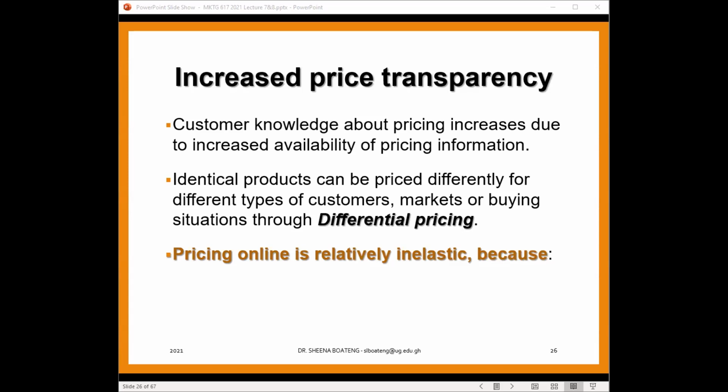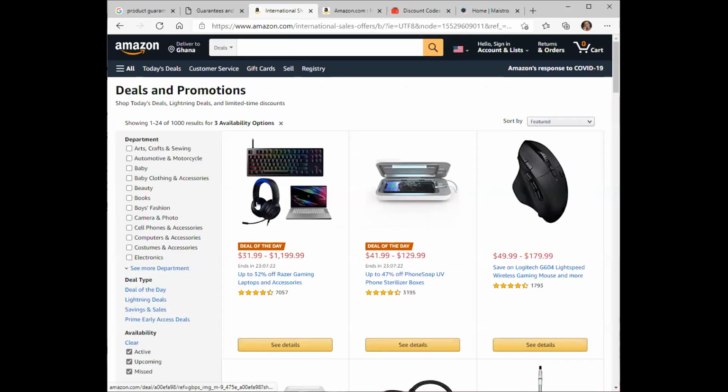So let's look at a typical example. I'm taking us back to the Amazon website. Please, can we see what is here?